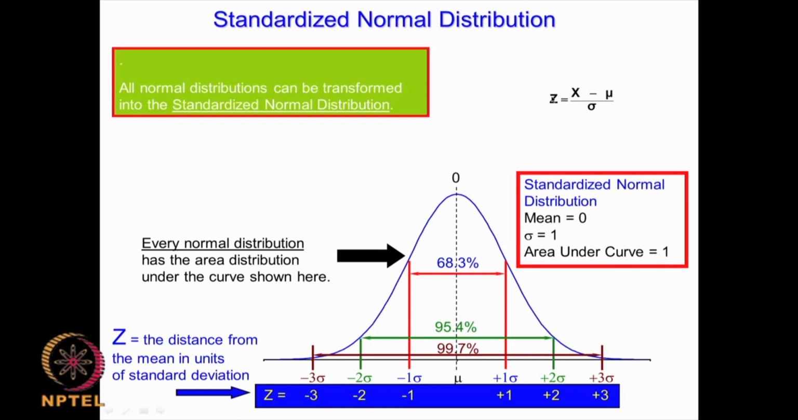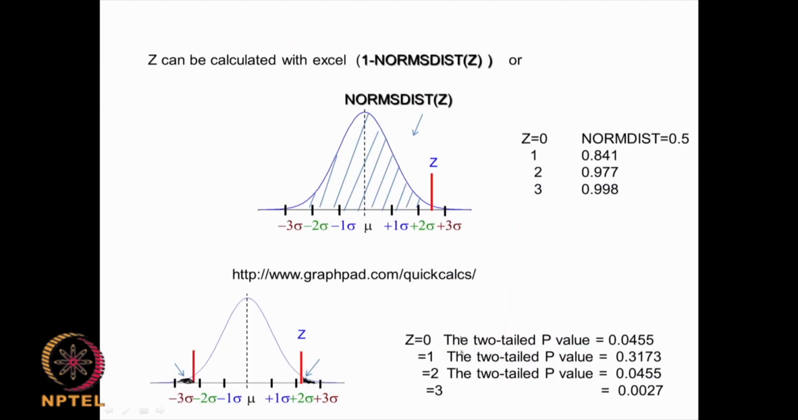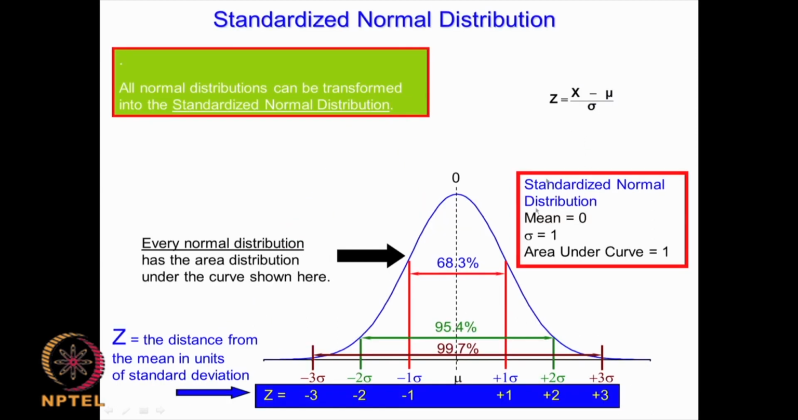So, if I know the mu and if I know the sigma, all I do is z is equal to x minus mu by sigma, because you are shifting the curve so that the mean becomes 0, the area under the curve becomes 1 and sigma becomes 1. So, when I say plus or minus 1 sigma, z is plus 1 and minus 1. When I say plus or minus 2 sigma, z will be plus 2 and minus 2. When I say plus or minus 3 sigma, z will be plus 3 and minus 3.